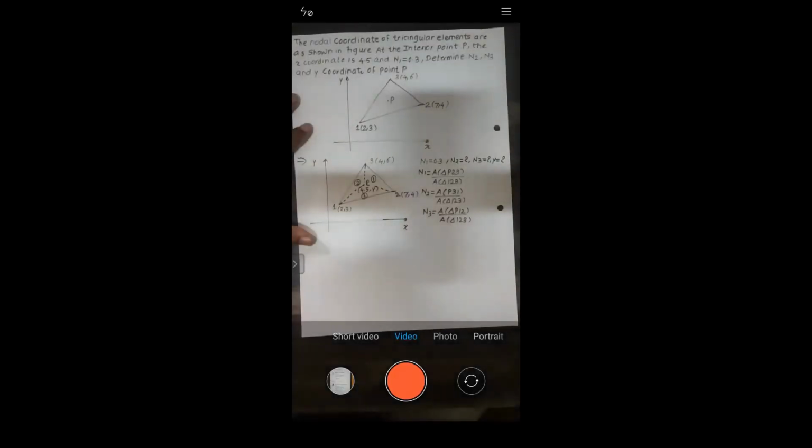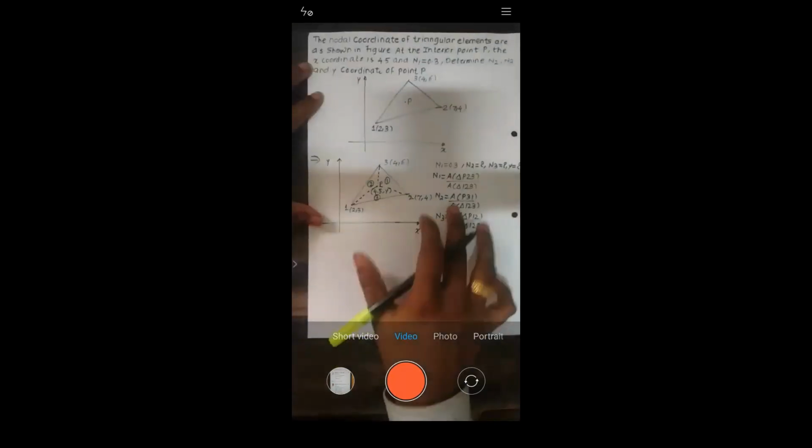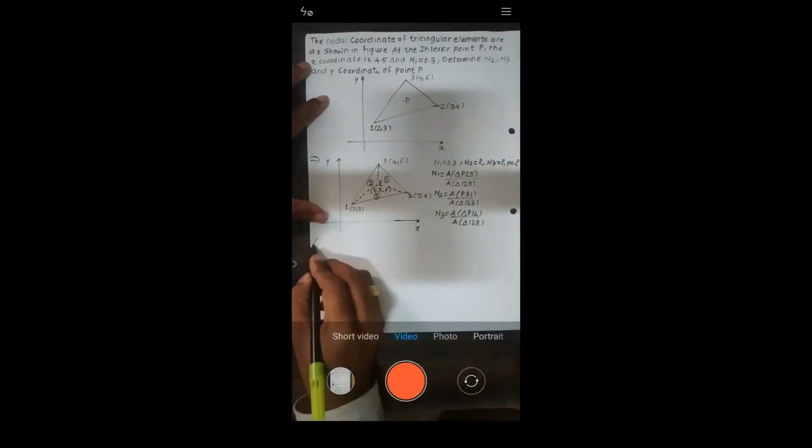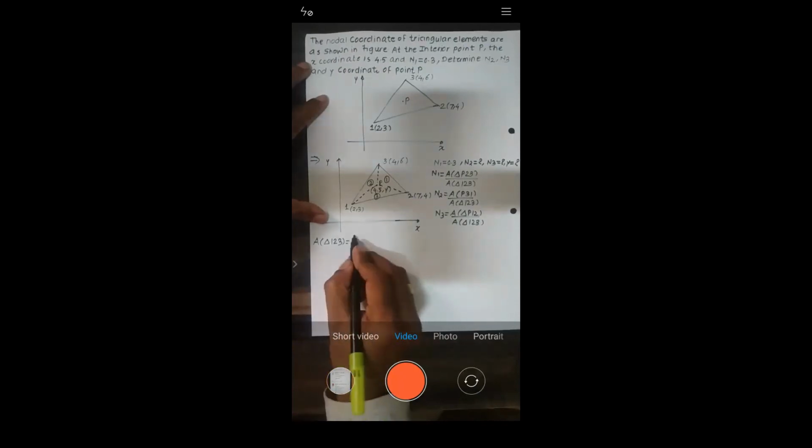So we will find the area of triangle 1, 2, 3. We need to calculate the area of triangle 1, 2, 3, because all the coordinates of the triangle are known. Tell me, how will we calculate the area of triangle 1, 2, 3? It is half, right? This is the formula.